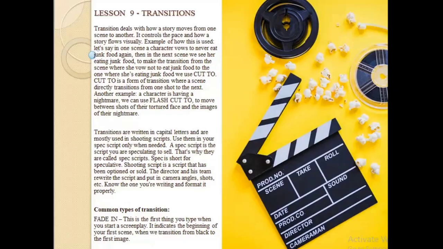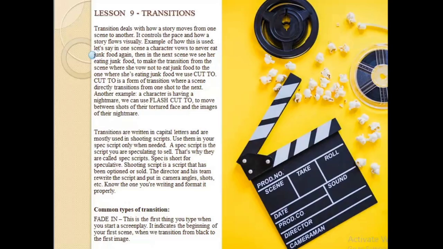Let's say, in one scene, a character vows to never eat junk food again. Then, in the next scene, we see her eating junk food. To make the transition from the scene where she vows not to eat junk food to the one where she's eating junk food, we use cut to. Cut to is a form of transition where a scene directly transitions from one shot to the next.